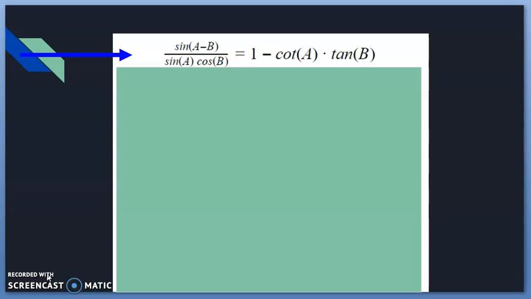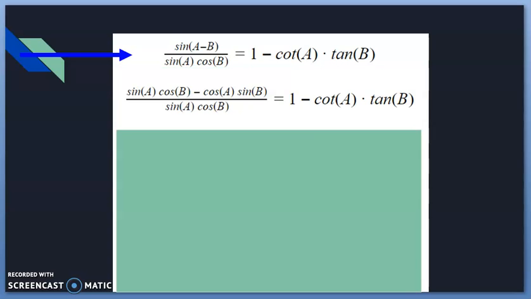We have the sine of a minus b over the sine of a cosine b. We're going to verify that this equals 1 minus the cotangent of a times the tangent of b. As we can see, sine of a minus b is written as a difference formula, so let's write it where it's expanded. So this becomes sine a cosine b minus the cosine a sine b all over sine a times cosine b.